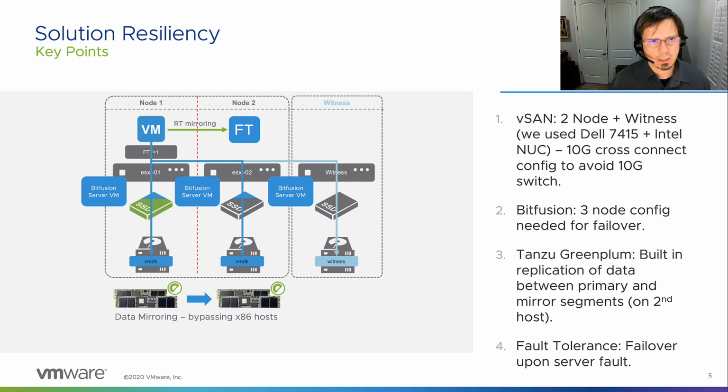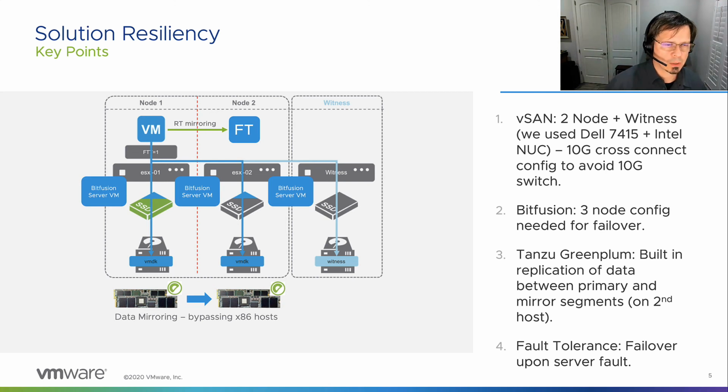The third element is the Greenplum data itself. Greenplum has a built-in ability to mirror data between its primary nodes and its mirror nodes, completely bypassing the x86 host itself. So the mirroring occurs over the network between the primary and mirror nodes. So what we had was an equal number of nodes on the primary in node 1 and node 2. For example, if we have 15 nodes on node 1, we will have them being mirrored in real time to node 2 through the network.